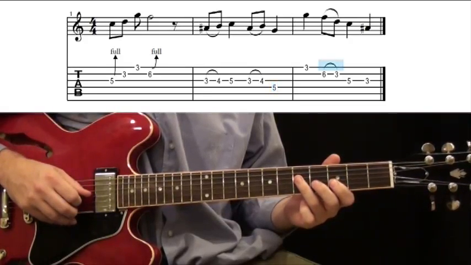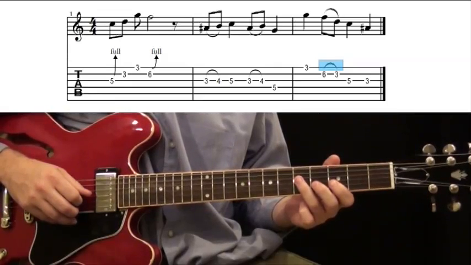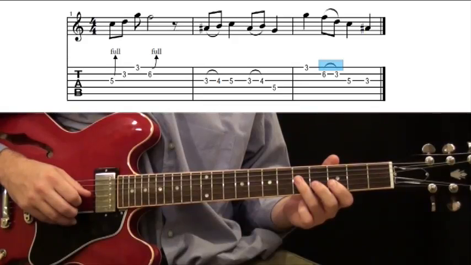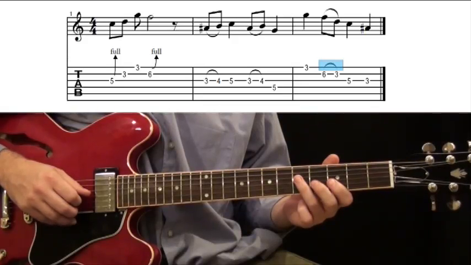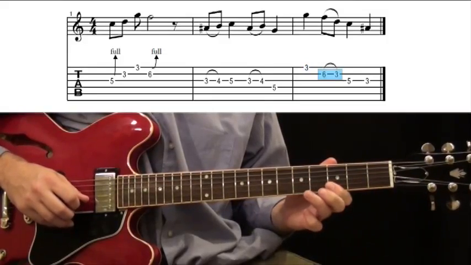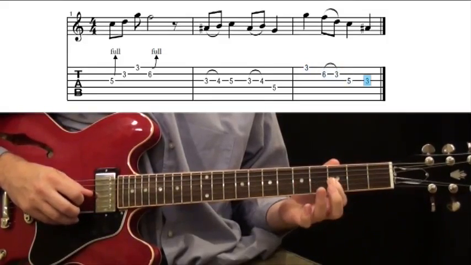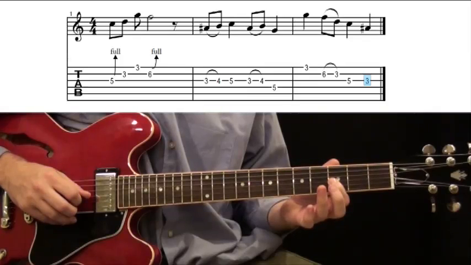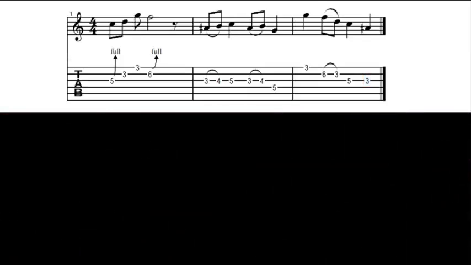Now, even though this symbol is exactly the same, this represents a pull-off because you're going from a higher fret to a lower fret on the same string. So it would look like this. Now, if you want more detail on hammer-ons and pull-offs, be sure to watch that video in the beginner guitar course.